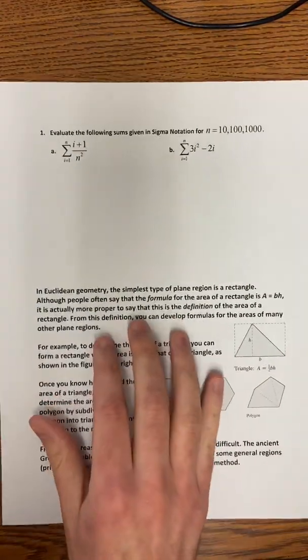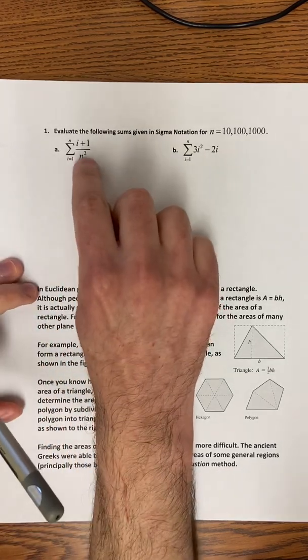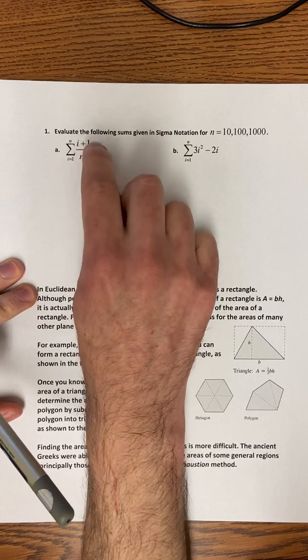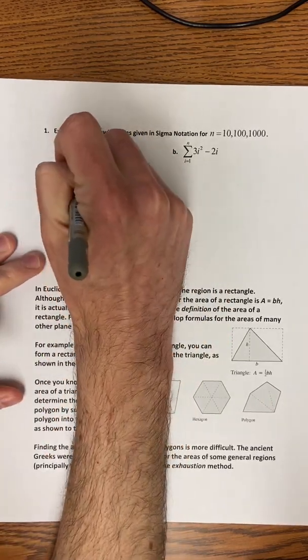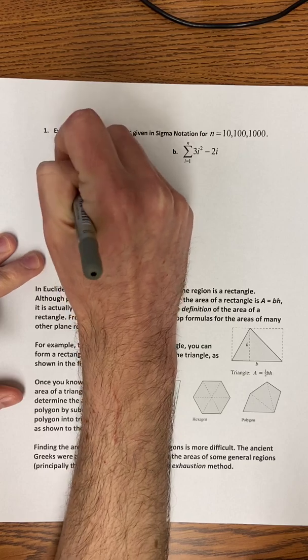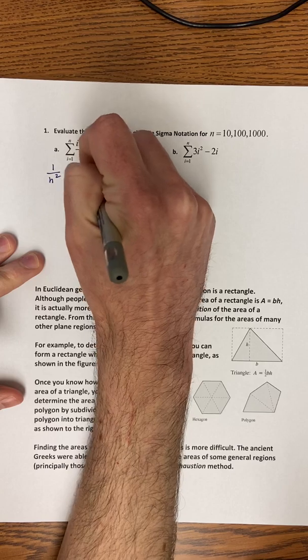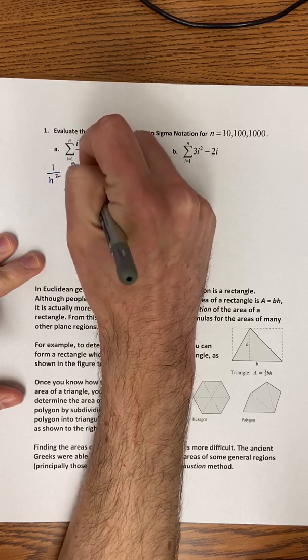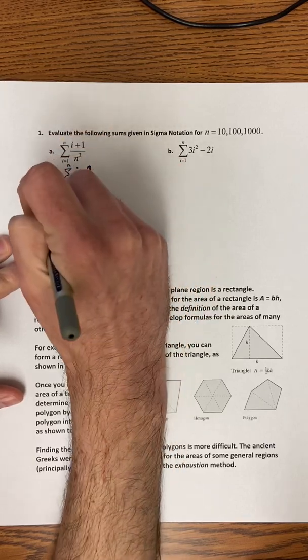So evaluate the following sums given in sigma notation for n equals 10, 100, or 1,000. The first thing I want to do is recognize that the only thing affected by my summation is this i plus 1, so I can pull 1 over n squared out front, because it's just going to be whatever 1 over n squared is, times i plus 1. Well, this is i, this is 1. And of course, if two things are added together, I can split them.